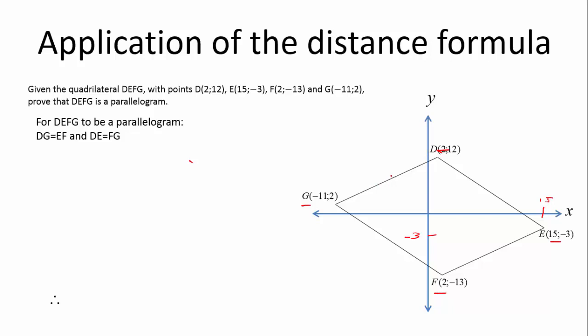know that DG, this line here, has to be equal to this line here, and we know that DE has to be the same as GF, right? So we've got to prove that. How do we prove that? With the distance formula.